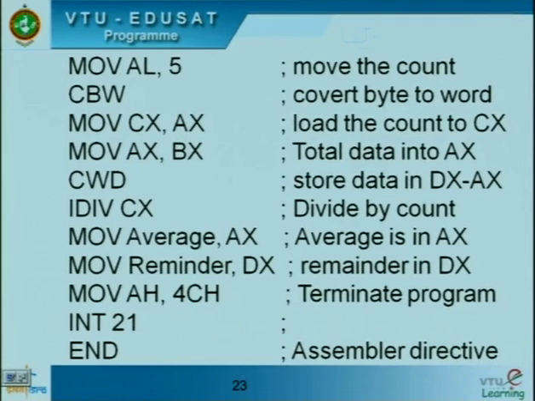So the usual procedure of termination by using MOV AH, 4C hexa, INT 21 is being set. END is the assembler directive which is being set to stop the program from assembling. So having just understood this particular program, we mentioned how we are going to use the IDIV instruction when you are performing the required operation. We also learned how convert word to byte, byte to word, and convert word to double word have been indicated.